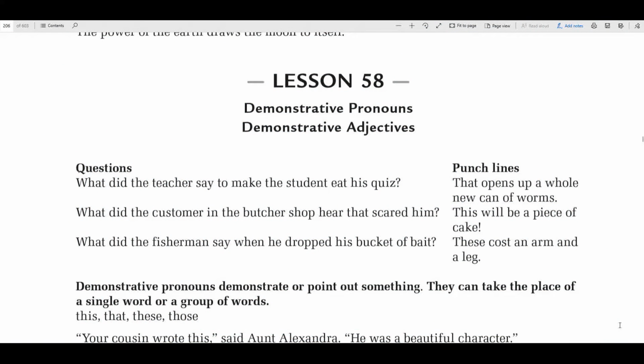Morning. We're going to go ahead and do lesson 58 today. So let's get ready to do demonstrative pronouns and demonstrative adjectives.